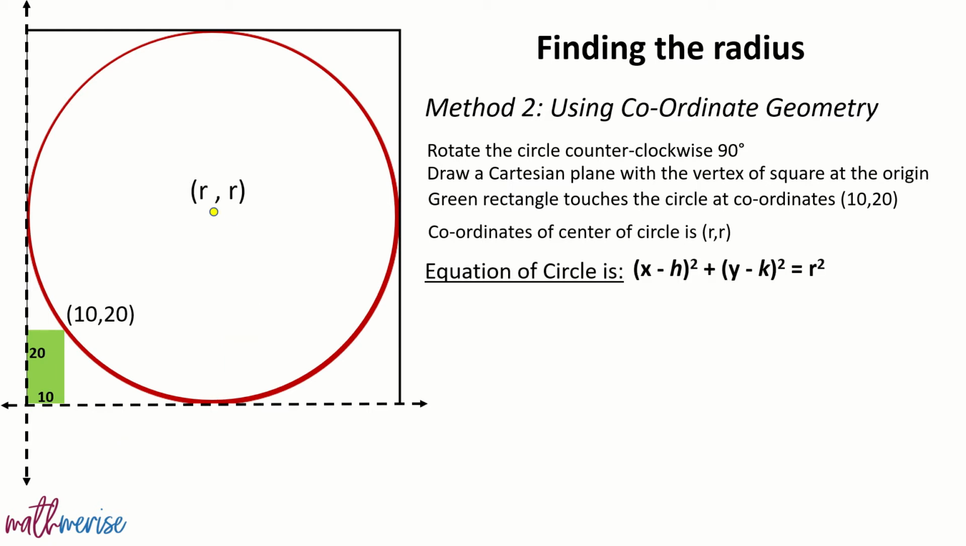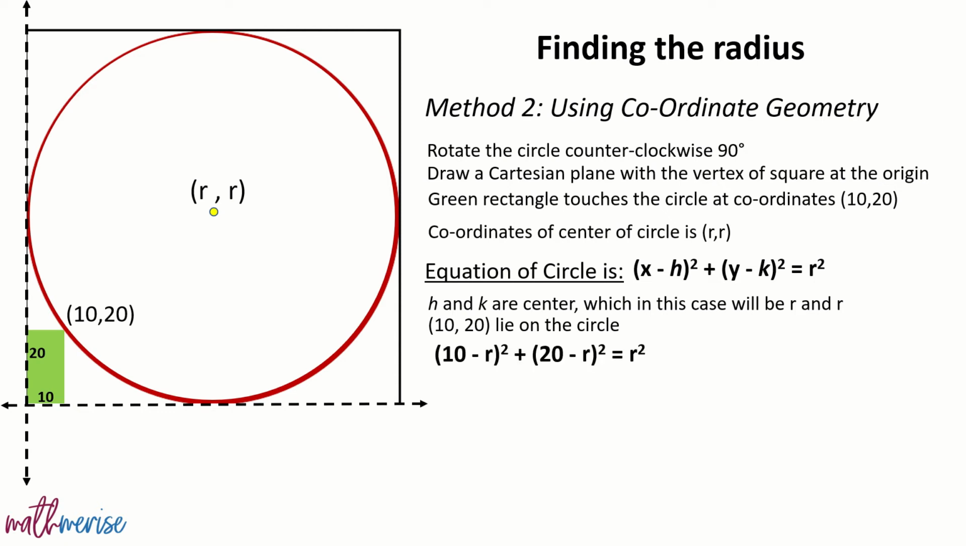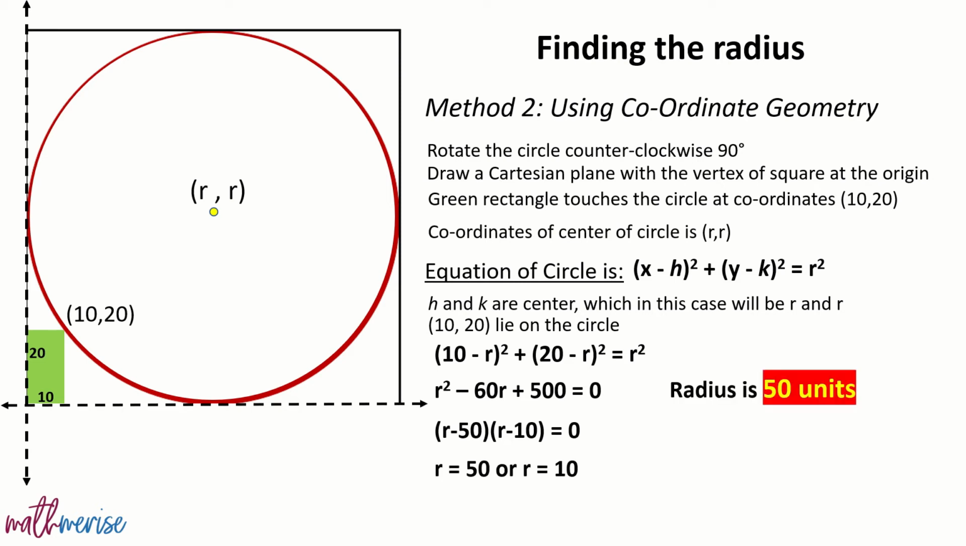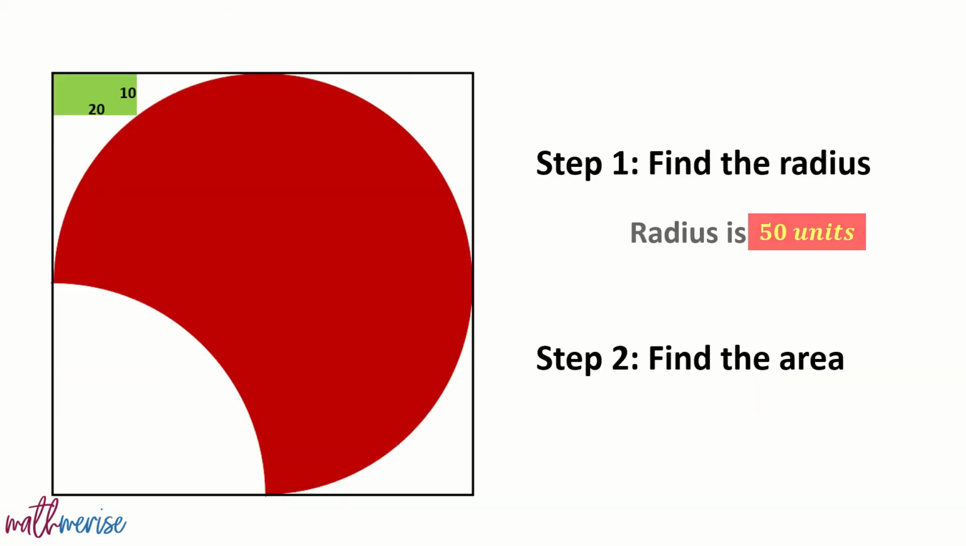Equation of a circle is (x minus h) whole squared plus (y minus k) whole squared is r squared. h and k are the center, which is (r, r). (10, 20) lies on the circle. Thus, we substitute the values of x and y with 10 and 20, and we arrive at the equation (10 minus r) whole squared plus (20 minus r) whole squared equals r squared. Simplifying it, we get r squared minus 60r plus 500 is 0. And similar to our previous calculations, we arrive at radius is 50 units. This method is very much similar to our previous method where we used the Pythagorean theorem. We are done with step 1, that is finding the radius. We found that radius is 50 units.